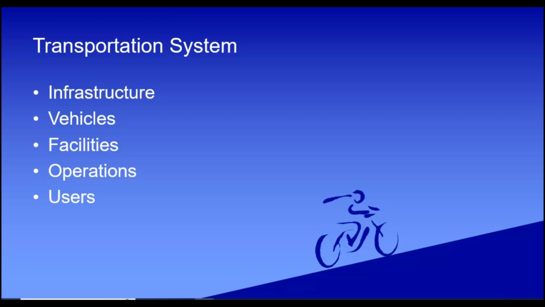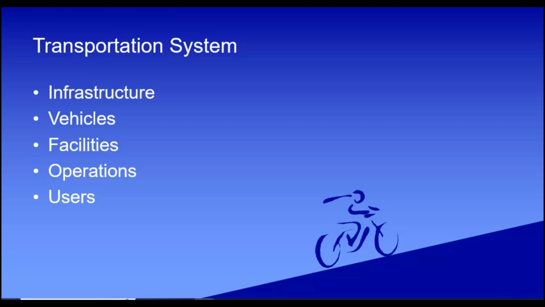Then we have the vehicles. This we are very much conversant with. Here we have the cars, the bus, the train, the plane, the ship, the boat, etc. Then under the facilities, we're talking about the support system, like the bus station and the train station. These are what we call the facilities in a transportation system. Also, we have the operation. Here is where we have management and policies like traffic control and logistics.